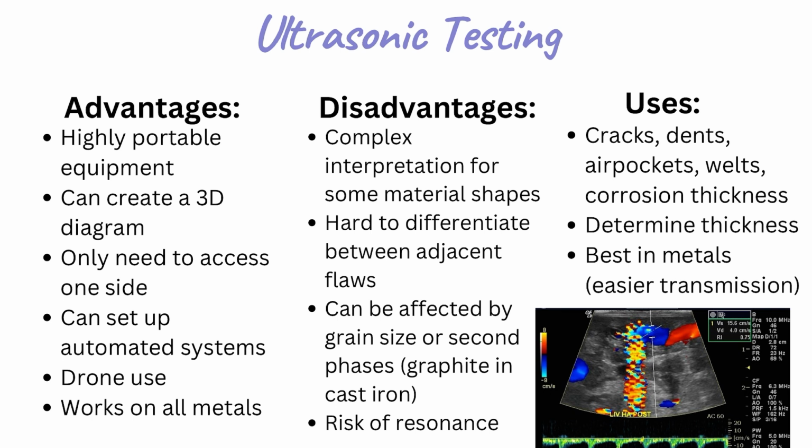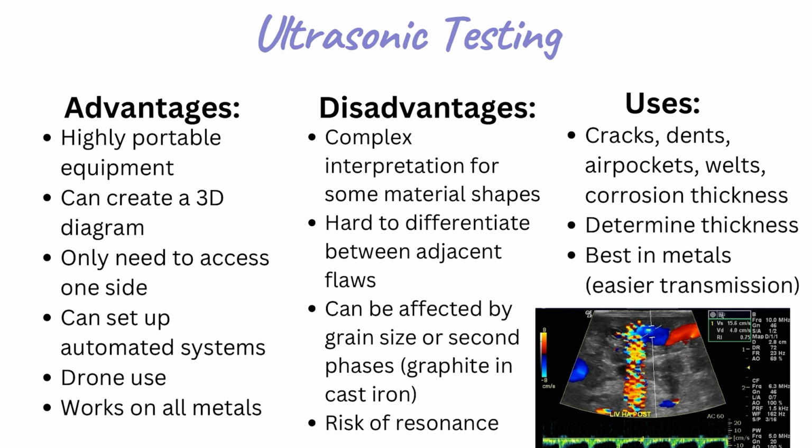It's also hard to differentiate between adjacent flaws. If there's two flaws very close to each other, the results may be blurred. It can also have effects on the results if there's different grain sizes present within the material, or second phases, such as a second discontinuity within the material, essentially, that isn't actually a defect, such as graphite in cast iron.